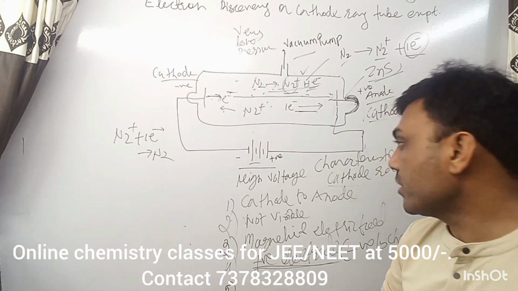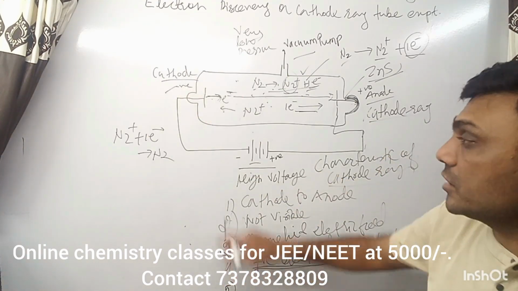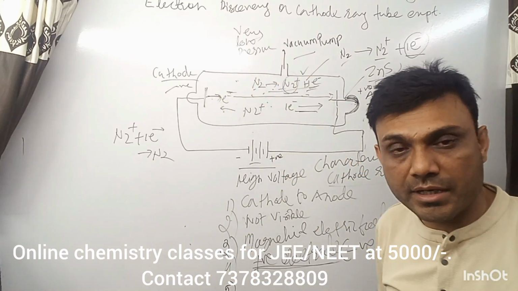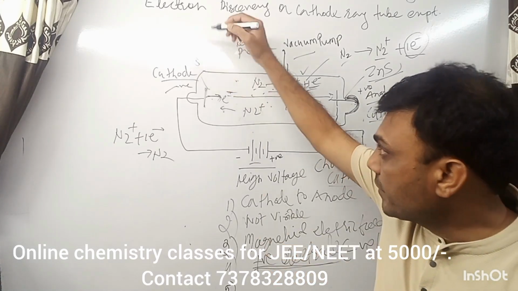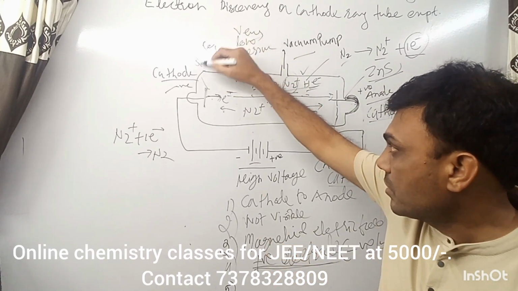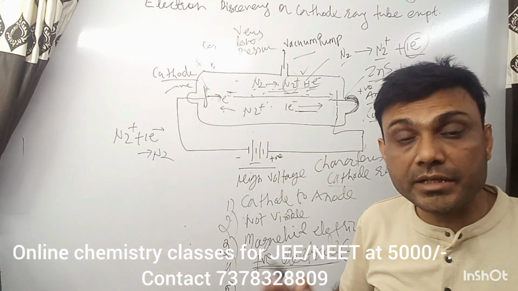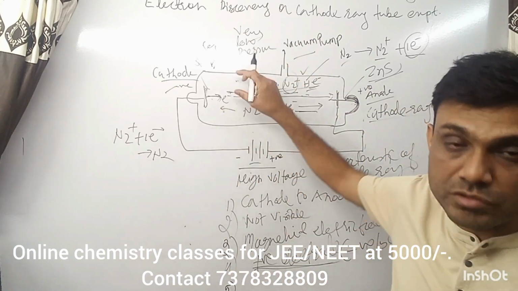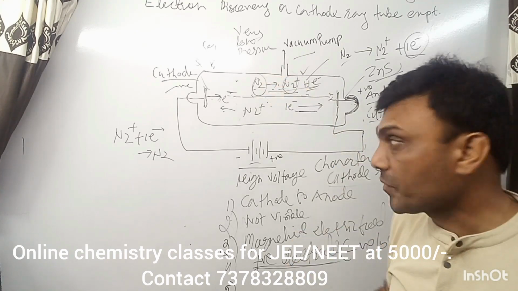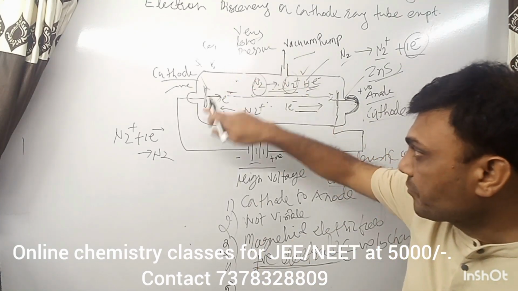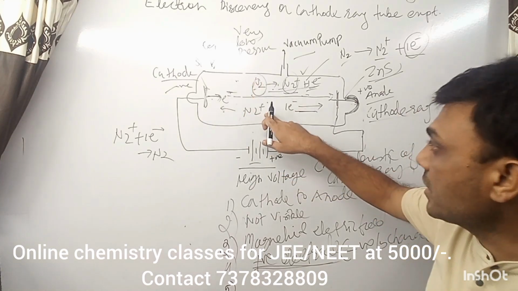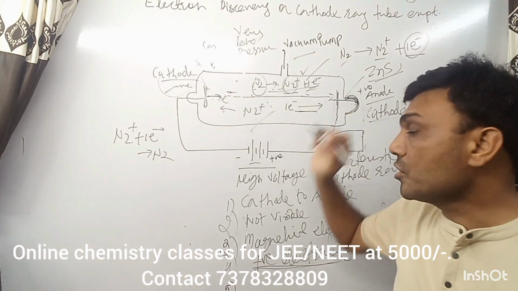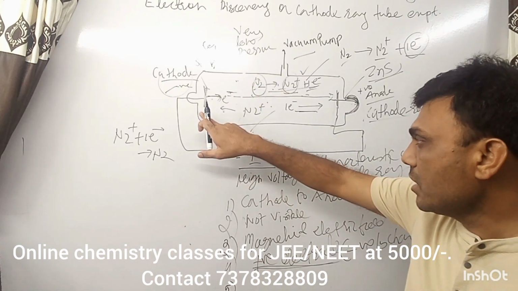The fifth and very important characteristic of the cathode ray is that it is not dependent on the nature of the electrode metal, whether it is platinum, Fe, or Ag. It will not depend on the plate electrode metal. And it also does not depend on which gas we are using in the cathode ray tube. Whether you change the electrode metal or the gas inside the cathode ray tube, the characteristics of the cathode ray will remain the same.